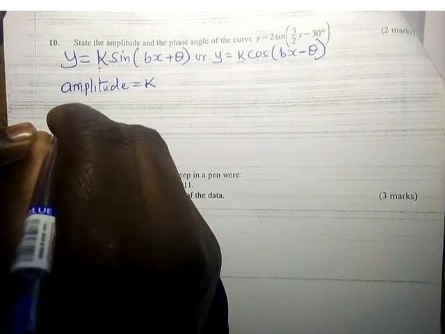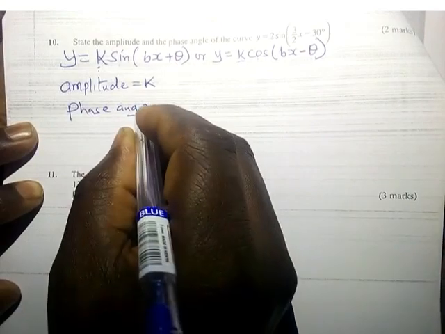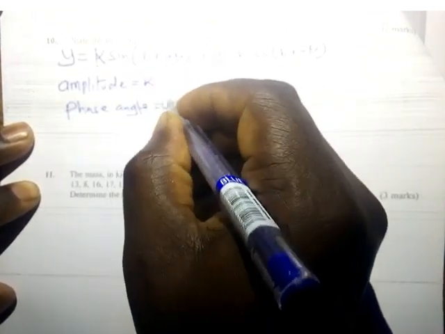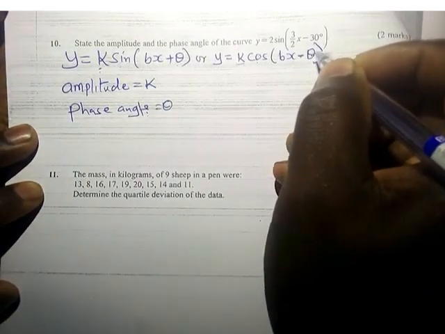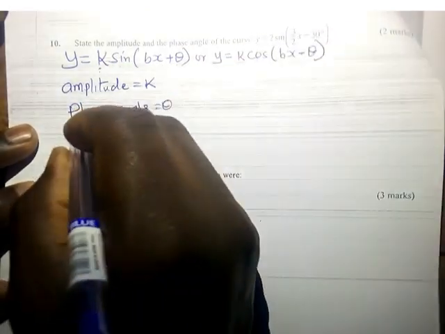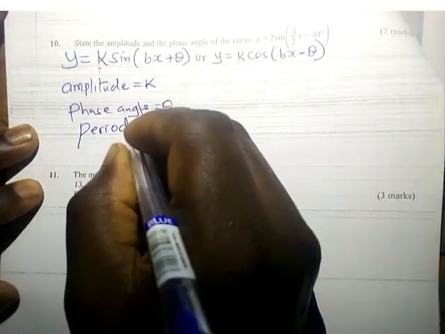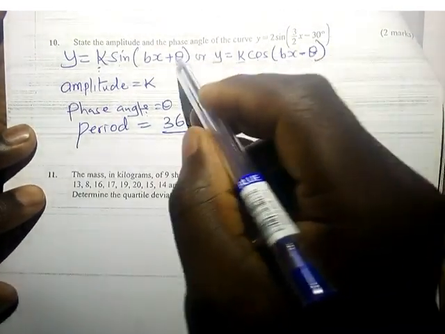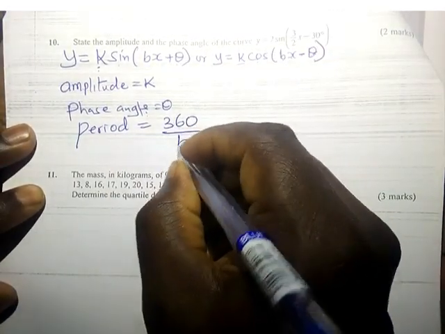And then phase angle is equal to theta. Hata kama iko negative theta, negative angle, you just take the positive side. And then finally the period is equal to 360 divided by the coefficient of x, which is b, divided by b.